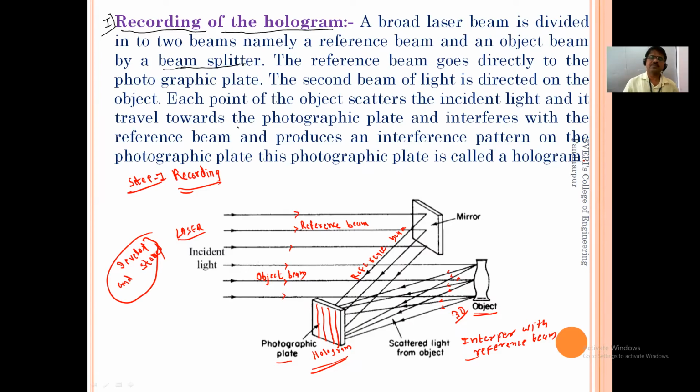The reference beam goes directly to the photographic plate. See here, this is the reference beam going directly to the photographic plate. Okay, the second beam of light is directed on the object.